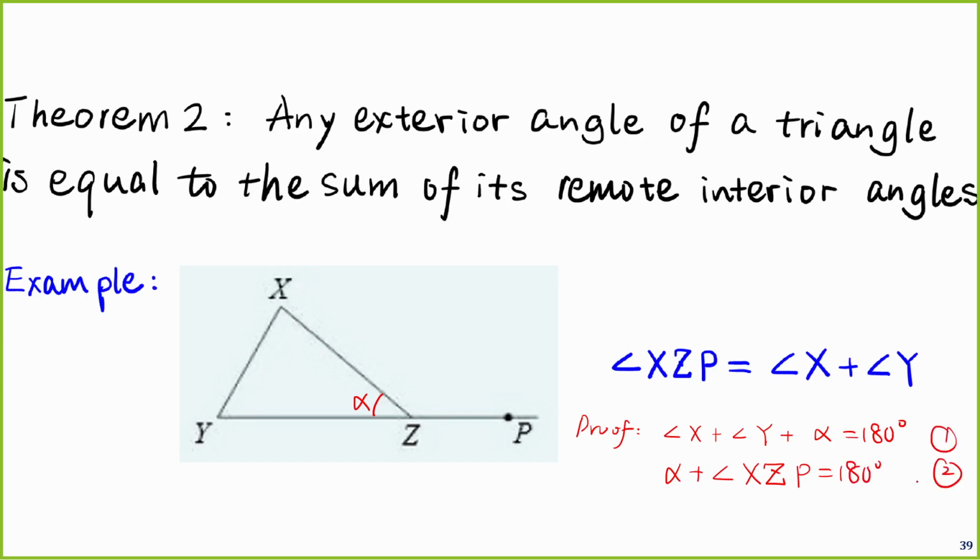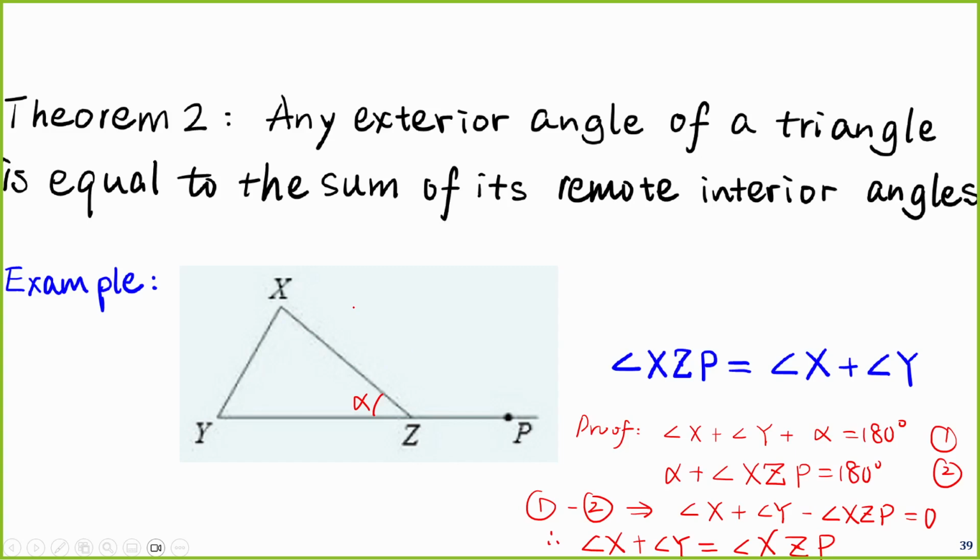So let's call this equation number 1 and 2. You can use equation number 1 minus equation number 2. This will give us angle X plus angle Y minus angle XZP is 0, right? Therefore, we know angle X plus angle Y equals angle XZP. XZP is the exterior angle. X and Y are the remote angles of that exterior angle, right? Therefore, this is our second theorem with respect to a triangle.